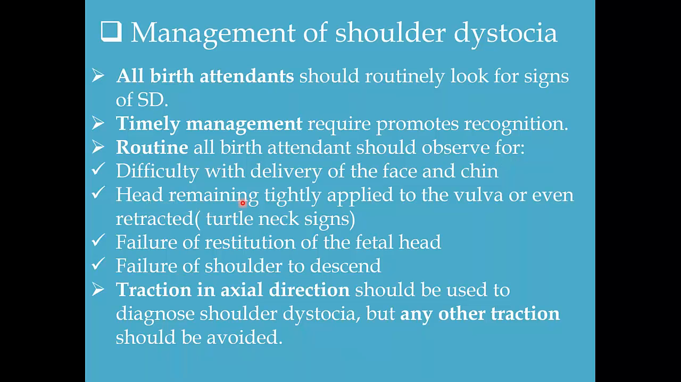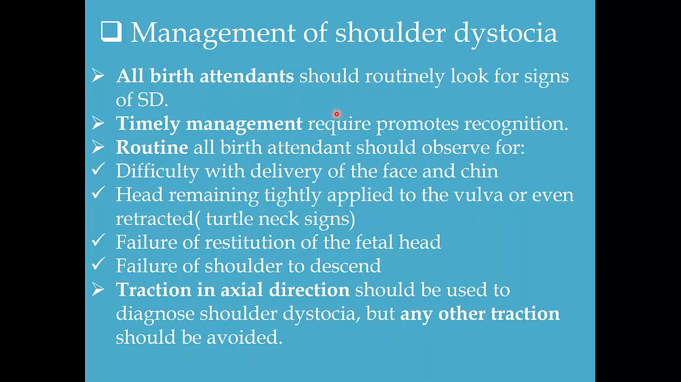The head remains tightly applied to the vulva, or even retracts, the turtle-neck sign. Failure of restitution of the fetal head is a warning sign, as is failure of the shoulders to descend. Gentle axial traction should be used to diagnose shoulder dystocia, but any other traction should be avoided. Just apply gentle traction. If delivery of the head is okay, fine. If the delivery does not follow, this can be diagnosed as shoulder dystocia.